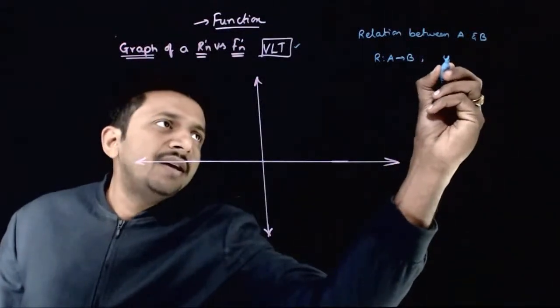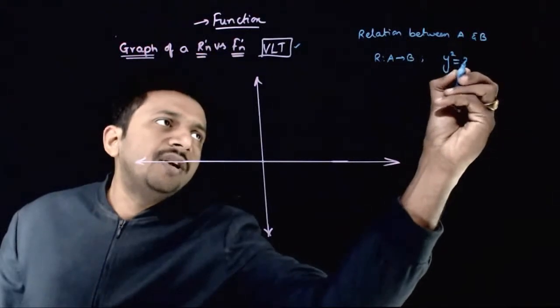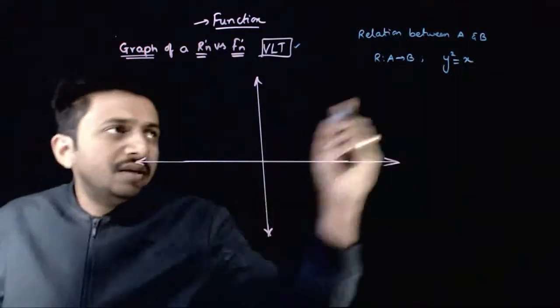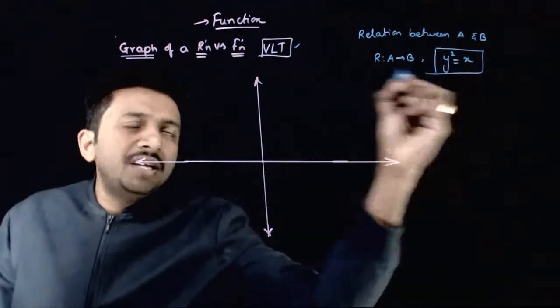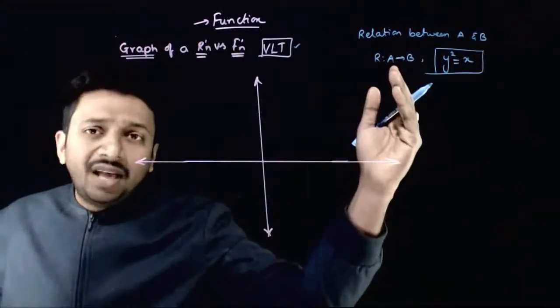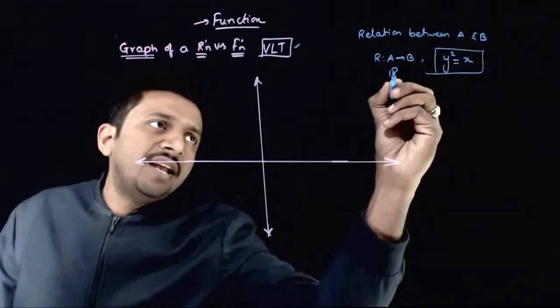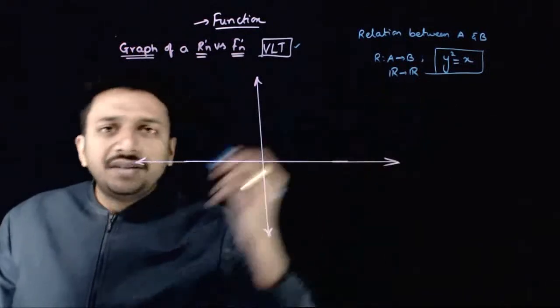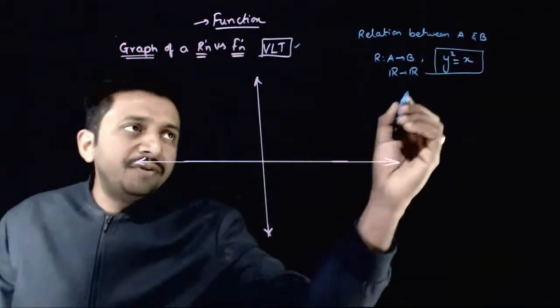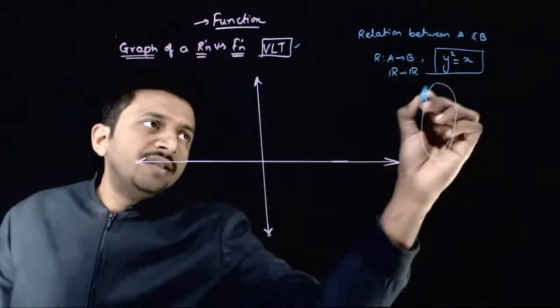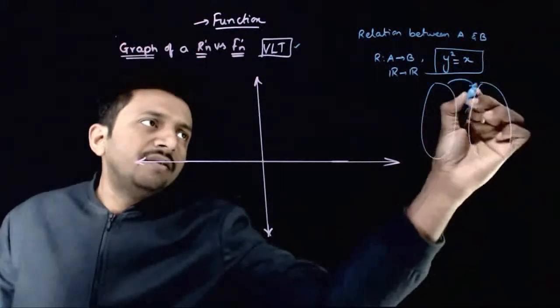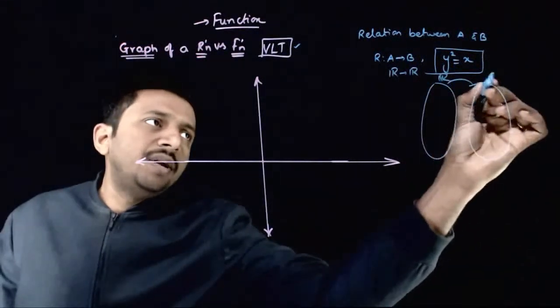So let us take y square is equal to x. So this is some relation between A and B. Let us take A as real numbers and B as real numbers. That means if you draw the diagrammatic form of this relation from real numbers to real numbers.